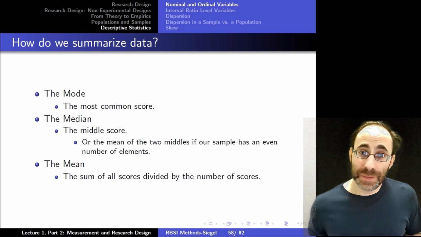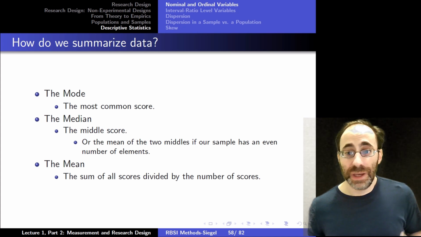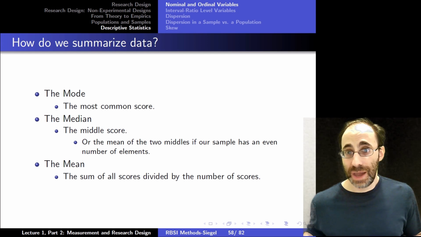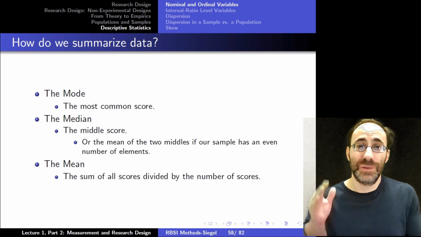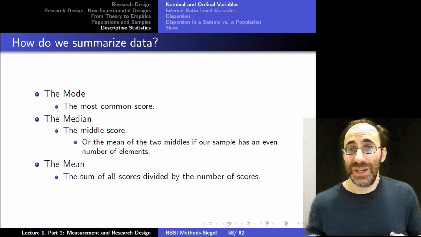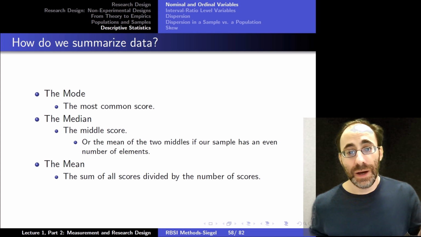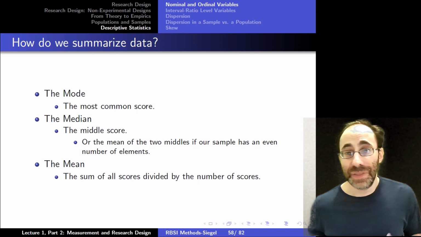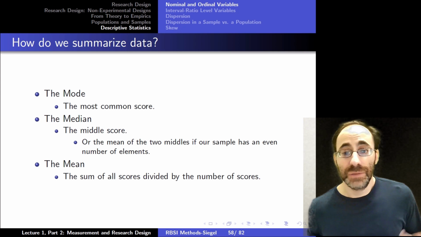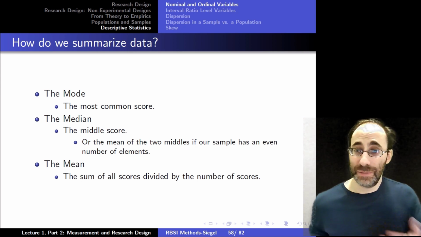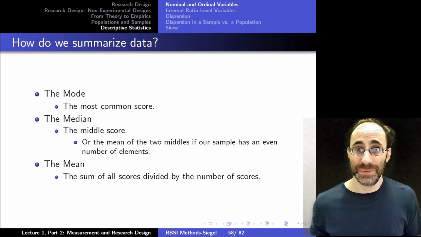The median is the middle score. It's obtained by putting all the different scores in a row and seeing which one occurs in the middle. And if you have an even number, it's the average of the two middles. The mean is the sum of all scores divided by the number of scores. So the mean is the arithmetic average you've probably seen many times before. You add up all the elements and divide by the total number of elements. That's the mean.